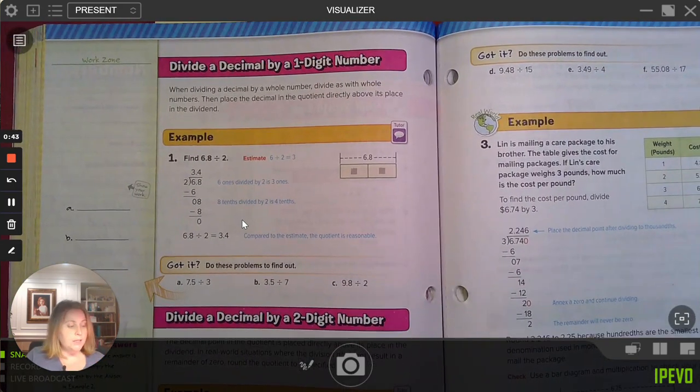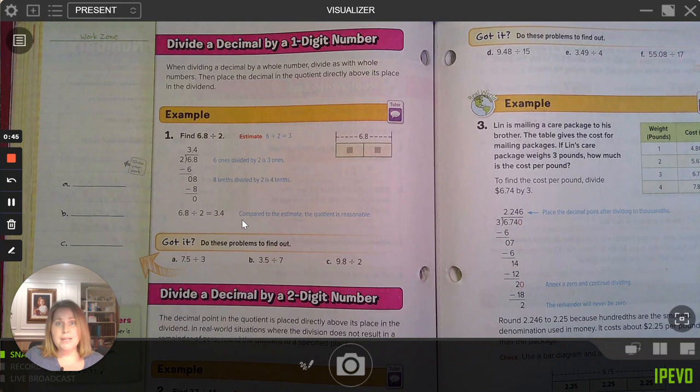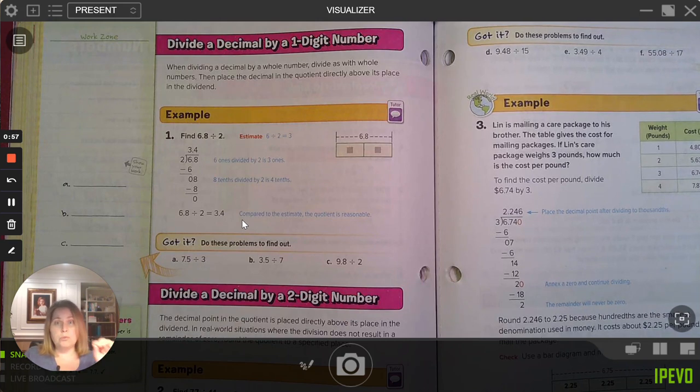When we are dividing a decimal by a whole number, divide as with whole numbers. So we do this division algorithm the same way that we always have. The only thing that's different is that we will take that decimal point from the number that's being divided and move it directly up into the dividend.